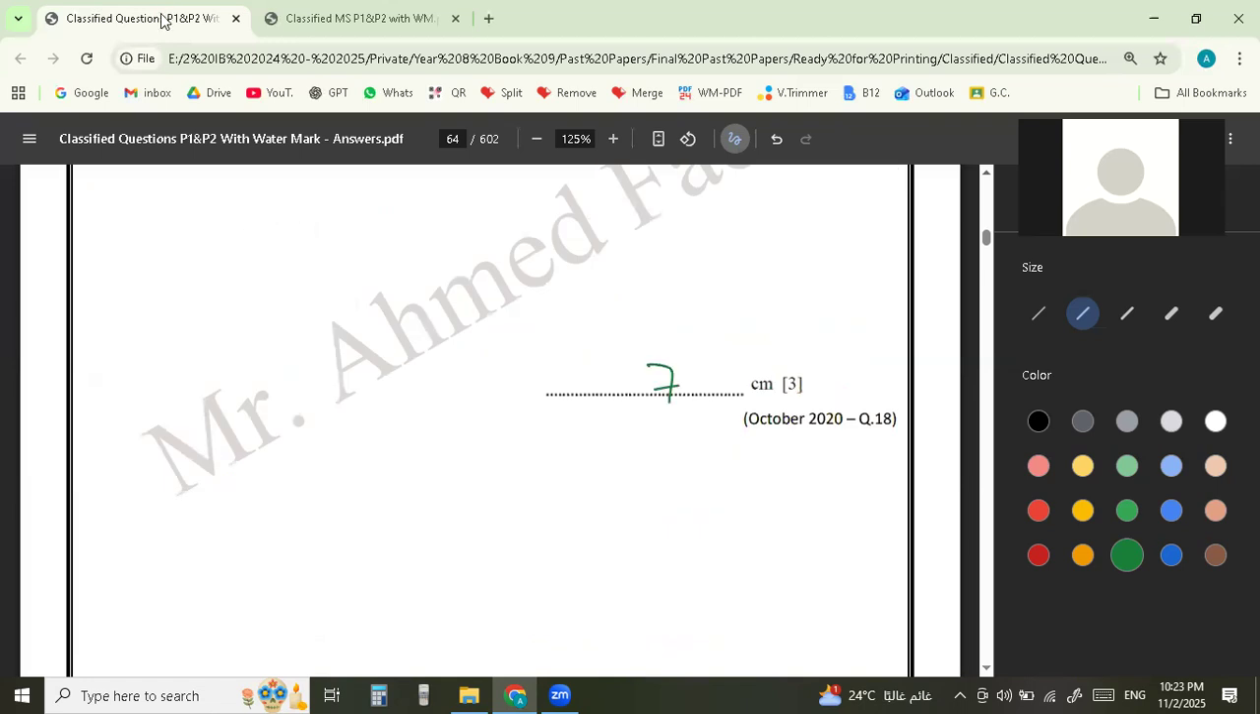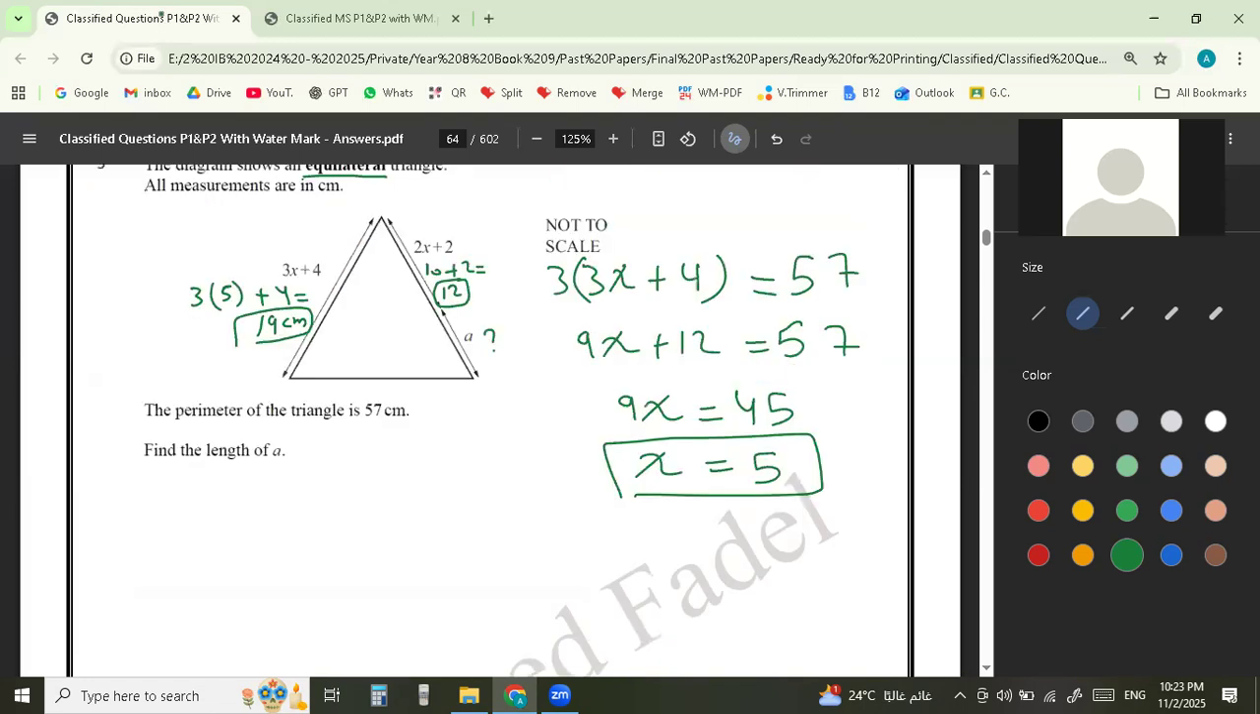7 centimeters. Again, how did you do it, mister? I said that we've got here the side 3x plus 4. 3x plus 4 is 19. We did it already. 3x plus 4 is the same as 2x plus 2 plus a, the other side, all of it, 2x plus 2 and a together. 3x plus 4, we found that x is 5, mister.